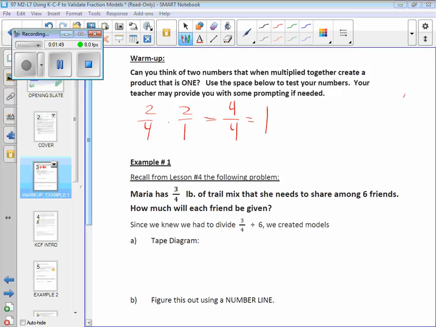This fraction, 2/4, what does it reduce to? God, that just scared me to death. All right, Aunt.